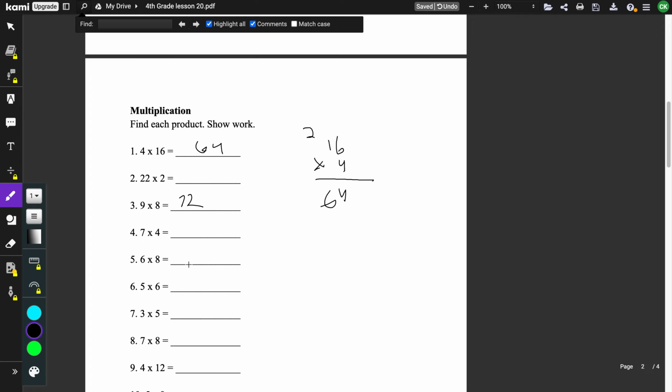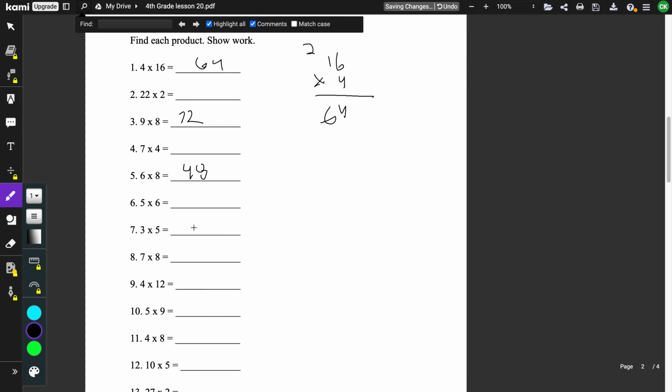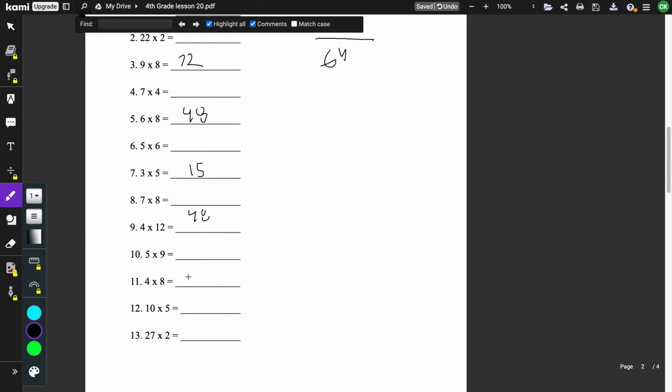For 5, it's 6 times 8, which is 48. 7, 3 times 5, that's 15. 9, 4 times 12, that's 48. 11, 4 times 8 is 32. And then 13, you could do this, but it's actually pretty easy if you just do 27 plus 27. If you want to do that, it's 54, and I could also prove it here. 7 times 2, that's 14. 2 times 2, that's 4. Plus the 1, that's 5. So yeah, the answer is 54 for number 13.